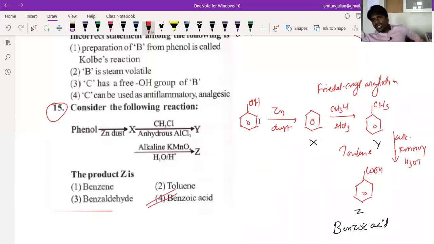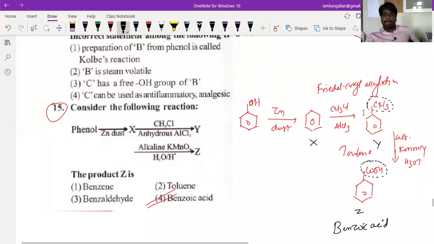So in presence of alkaline KMnO4, this methyl group will be oxidized. Methyl group is oxidized to what? This methyl group has been oxidized to a carboxylic group. Right? Is this clear? Guys, is this clear?